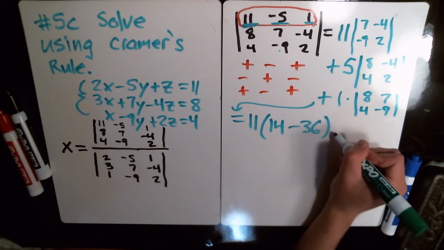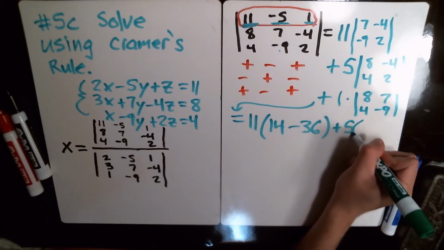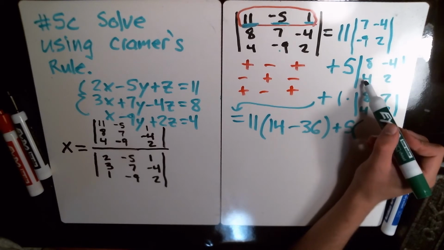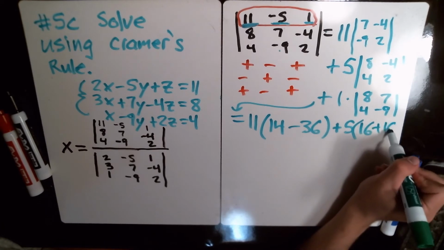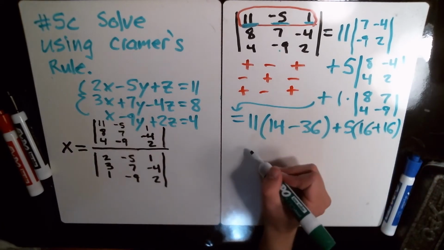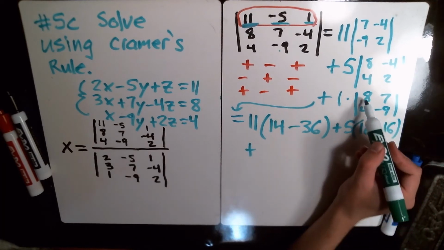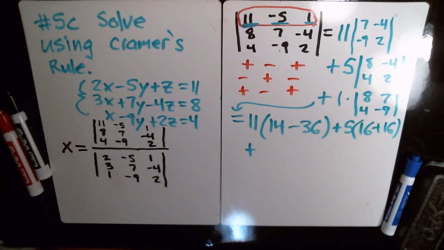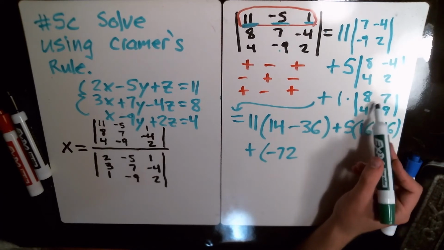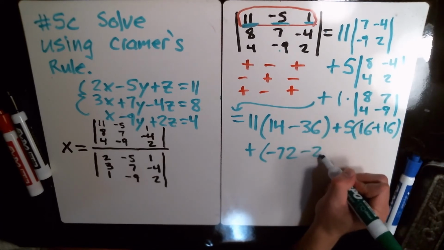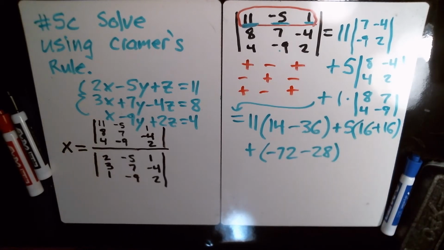And then we have 5, and this would be 16 minus a negative 16, so really plus 16. And then plus 8 times negative 9 is negative 72. And then 7 times 4 is 28, but we're subtracting. Now I would throw that in your calculator because I don't want to do that by hand.